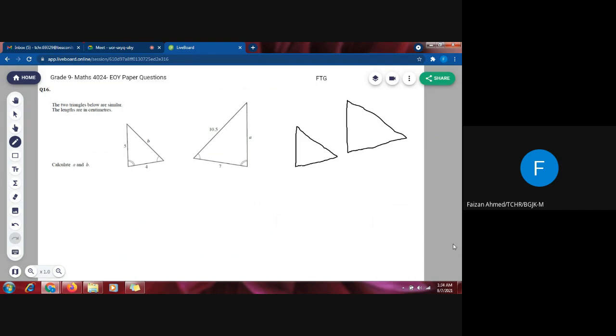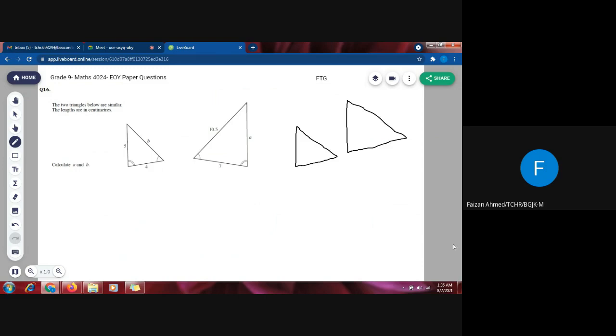I am back with one more question of your EOY paper, and you all know that we are solving some questions from your EOY end of year paper. So this is question number 16 of that paper, and in this question we have two triangles, and these two triangles are similar, and the lengths are in centimeters. We have to find the variables, the value of A and B.